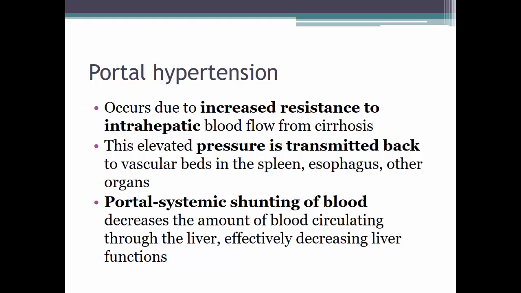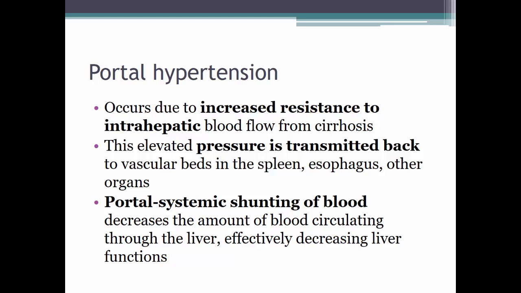Remember, right-sided heart failure tends to have not only jugular vein distension, altered mental status, but also hepatomegaly and splenomegaly, ascites. So all that will congest the liver and could produce portal hypertension. Basically, it's an increased resistance to intrahepatic blood flow, most likely produced by cirrhosis of the liver. This elevated pressure is transmitted back to the vascular bed in the spleen, esophagus, and other organs, producing neovascularization and varices.